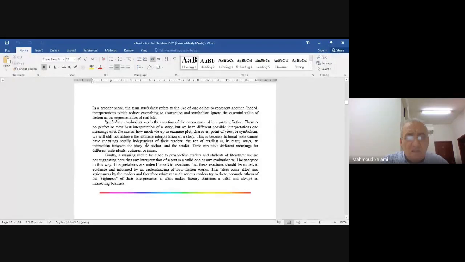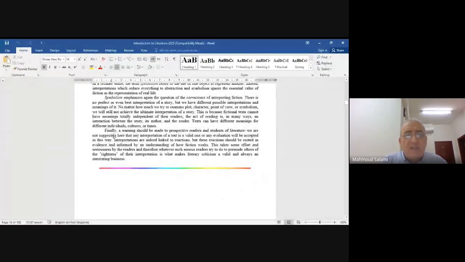So that's it, ladies and gentlemen. I say finally, a warning should be made to prospective readers and students of literature. We are not suggesting, notice, I'm not suggesting here that any interpretation of a text is valid. Why? If you say something, I don't like it, and you don't give me reasons, then this is not acceptable. That's why your answer will be wrong. I say, yeah, your answer is not correct, or you did not give me why. You need to give me why. And that's what I'm saying: valid interpretation.